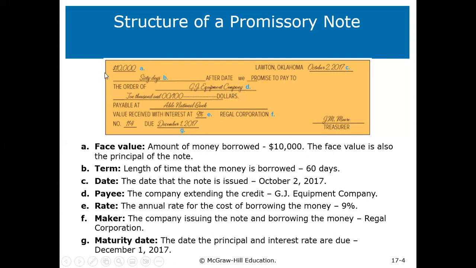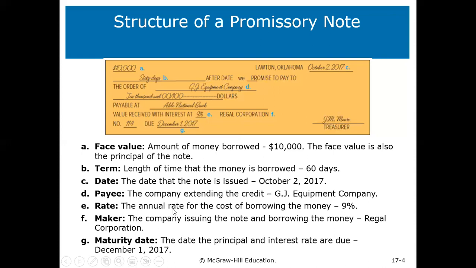A is the face value in numerical terms. That's the amount borrowed. This is also the principal or the face value. They're just the same. The term is the length of time that the money is borrowed, which here would be 60 days. And then C, the date that the note is issued, October 2, in this case 2017. Letter D, the payee. This is the company that's lending the money or extending the credit. In this case, it's GJ Equipment Company.